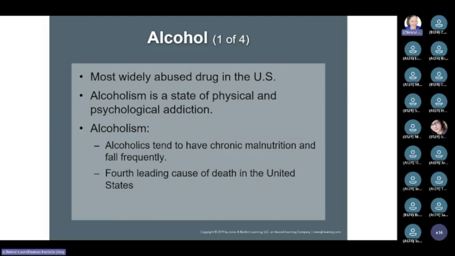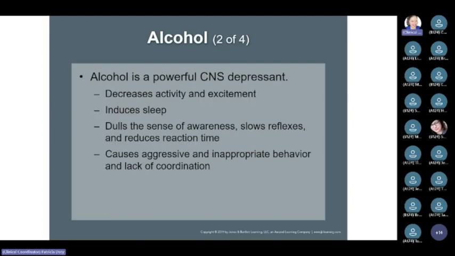Guys, that's really bad. So people with alcoholism tend to have chronic malnutrition, fall asleep frequently, and have an increased likelihood of trauma because of all of the problems that come with drinking alcohol, as it being a CNS depressant. It decreases your activity and excitement. It's going to induce sleep, and it dulls our senses of awareness, slows reflexes, reduces reaction time, and causes aggressive and inappropriate behavior, and even lack of coordination.